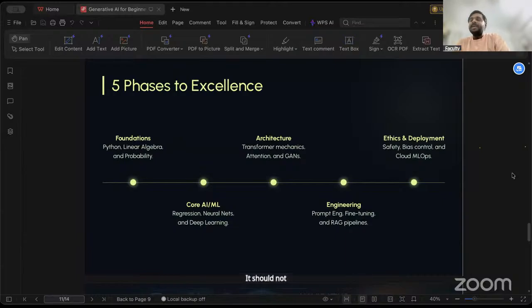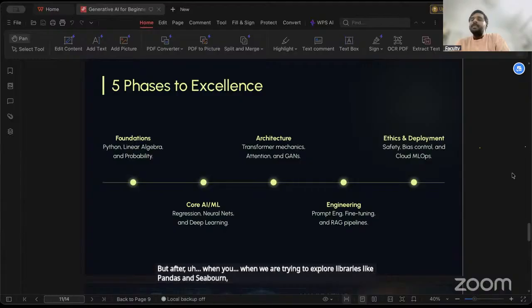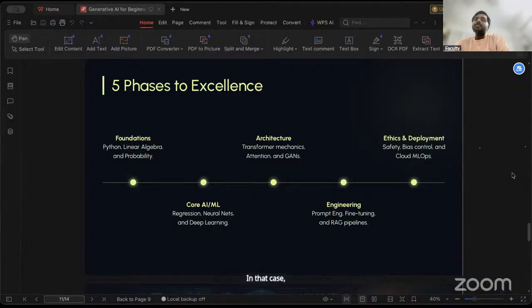It should not happen that you are saying I'm good in Python, but when we are trying to explore libraries like pandas and seaborn, you are not clear about how to create a function or how to create an array. So again you will have to go back and study Python. This should not happen. So foundational stuff is very, very important.